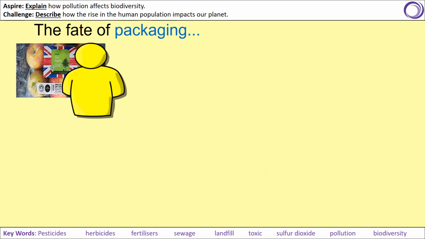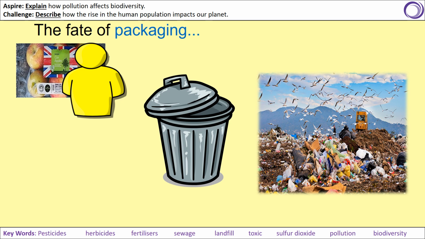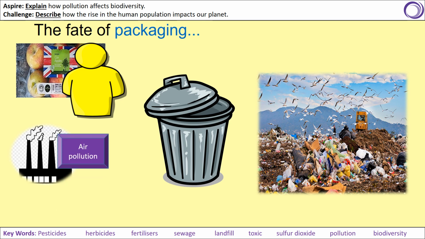What about the fate of the packaging? So once we've finished with the packaging, unfortunately it usually ends up in our dustbins and then eventually to a landfill site. Cellophane that it's usually wrapped in is not recyclable, unfortunately. To make that cellophane, it will involve some form of manufacturing process, which will include air pollution. And of course the landfill site will result in land pollution. So who'd have thought a packet of apples would contribute to such different levels of pollution, and so many?